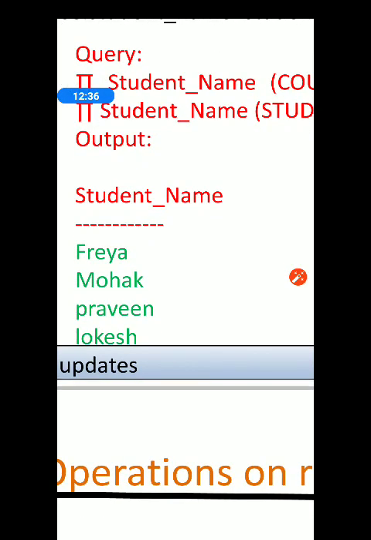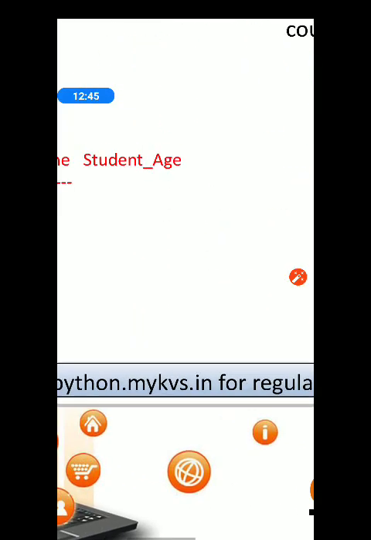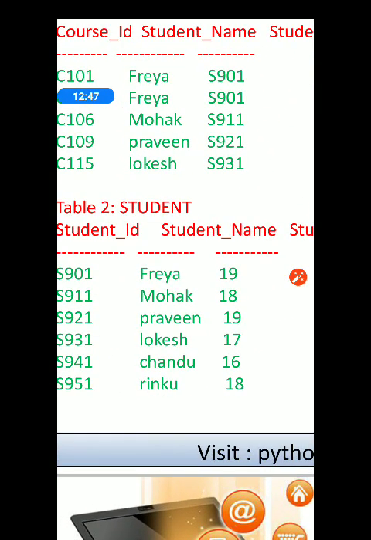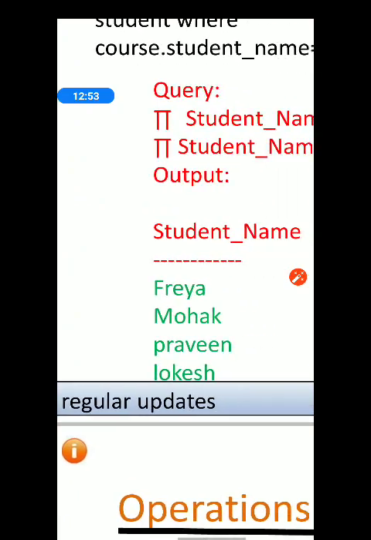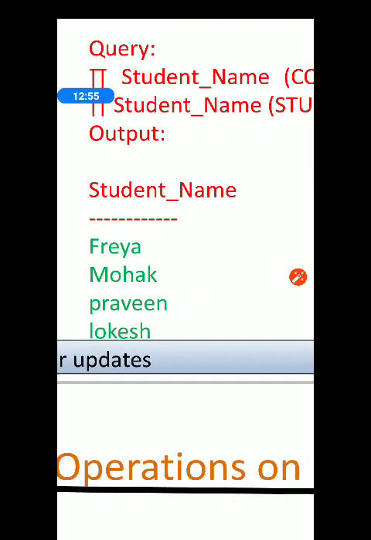Please note down the student name as output. The student names common to both the tables are Freya, Mohak, Praveen and Lokesh. If you can see, Freya, Mohak, Praveen and Lokesh are in both the tables. That's why the intersection operation shows you these common rows from both the relations.